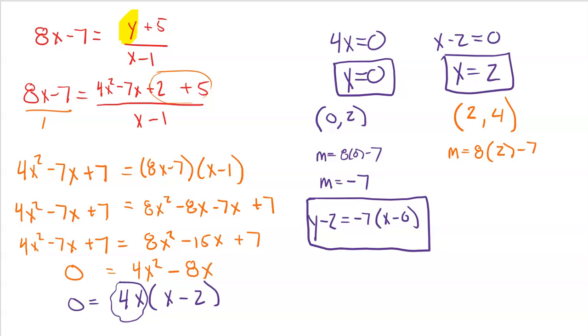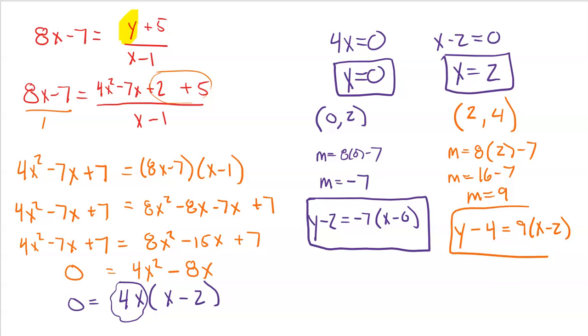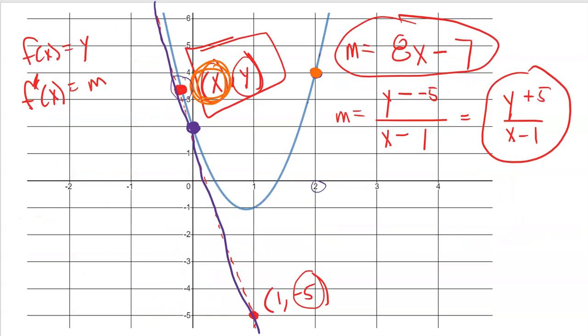So 8 times 2 minus 7. That's going to be 16 minus 7. So that has a slope of 9. So that line is going to be y minus 4 equals my slope of 9 times x minus 2. So that's going to be another line that creates exactly what I'm looking for. Tangent to my function, there it is, and sorry for my bad lines, crosses through the point 1, -5.